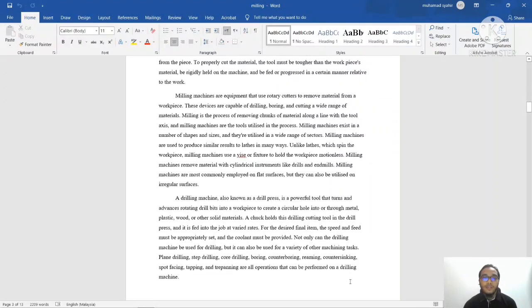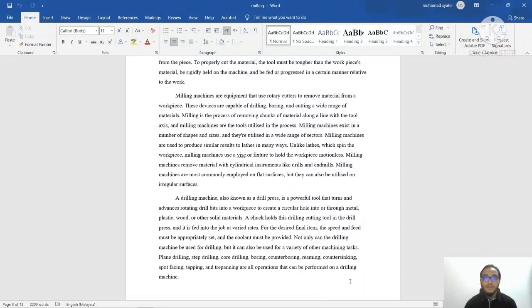So the milling machines are equipment that use rotary cutters to remove material from a workpiece. These devices are capable of drilling, boring, and cutting a wide range of materials. Milling is the process of removing chunks of material along a line with the tool axis, and milling machines are the tools utilized in the process. Milling machines exist in a number of shapes and sizes. There are a lot, and they are utilized in a wide range of sectors.